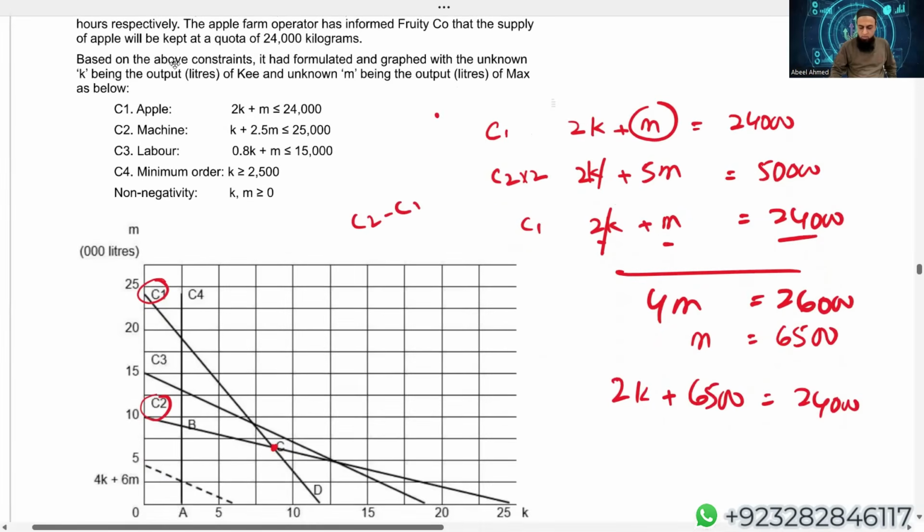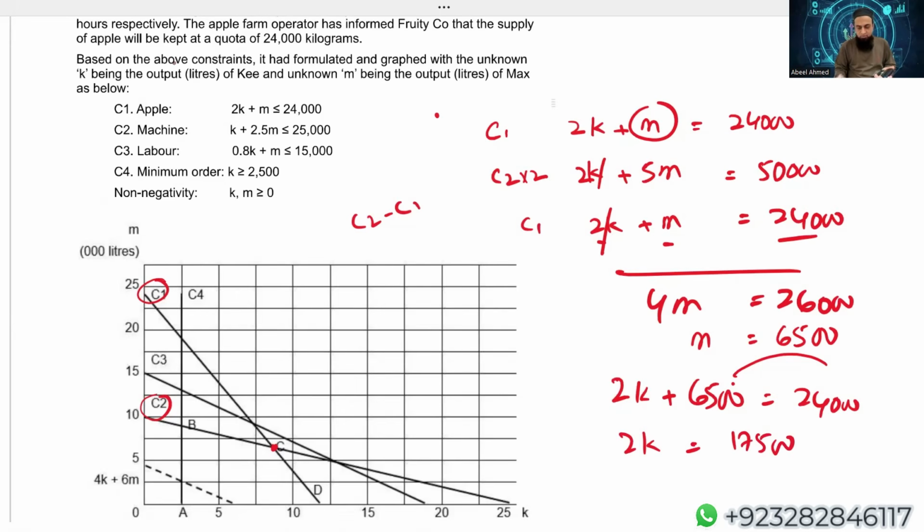Now, student, listen carefully. When I take this 6,500 to the other side of the equal sign, it will become negative. So 24,000 minus 6,500, I'm getting 17,500. Then obviously 17,500 divided by 2 will give us the units of K, 8,750. So at point C, the maximum production plan is that the company will be producing K 8,750 units and M will be 6,500 units. But this is not the end of your answer.